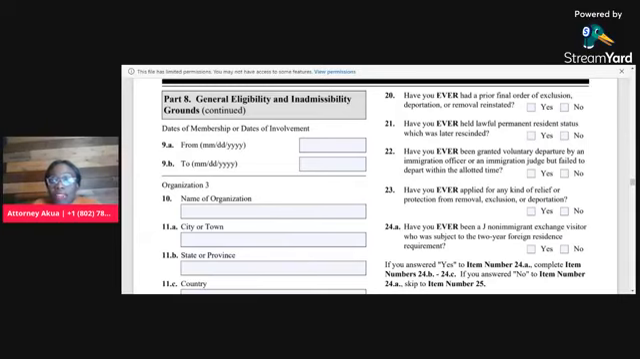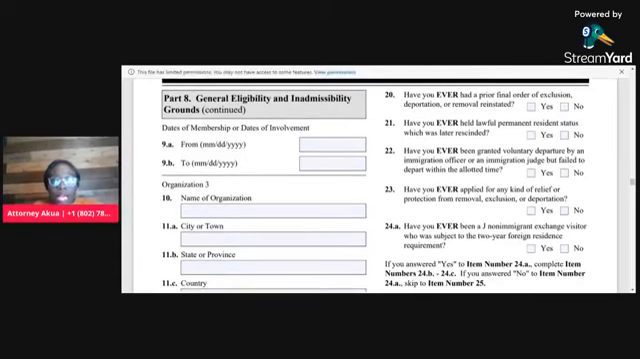Have you ever applied for any kind of relief or protection from removal, exclusion, or deportation? If you've applied for something like cancellation of removal or withholding of removal, you say yes. If not, you say no. All these things, you need to make sure that you understand them really well before you go for your adjustment of status interview. Otherwise, they might question you.